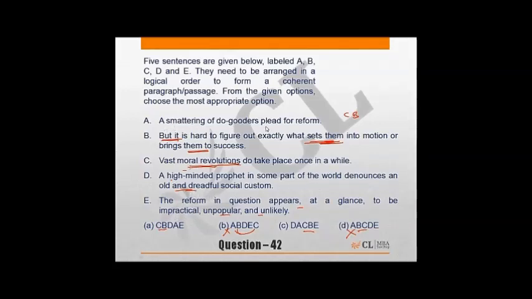A smattering of do-gooders plead for reform. The reform in question. So AE has to be together. Okay, so CBD is the right option. CBDAE. Correct choice. Choice A.